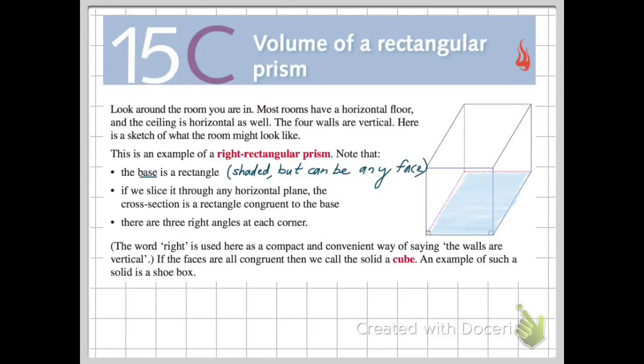Secondly, if we slice through any horizontal plane, the cross section is a rectangle and it's congruent to the base. So the shape is regular throughout and each slice has the same area as the base that is parallel to it. And there are also 3 right angles at each corner.